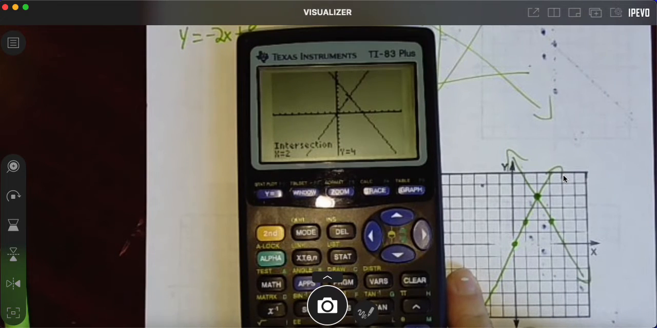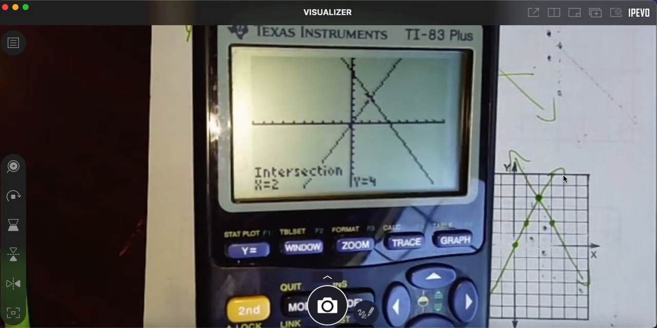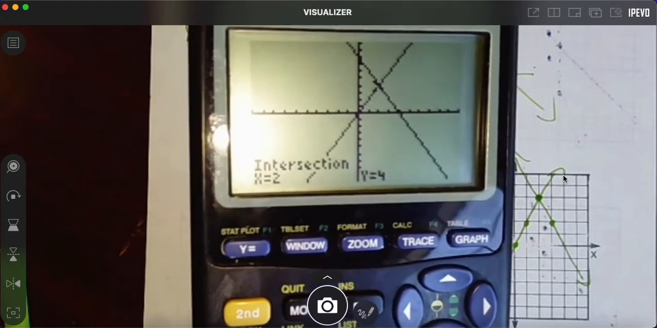And what does it tell you your answer is? 2x plus b. No, it's x equals 2 and y equals 4. Yours doesn't look like this? Well, it definitely does. No, ours said x equals 0.